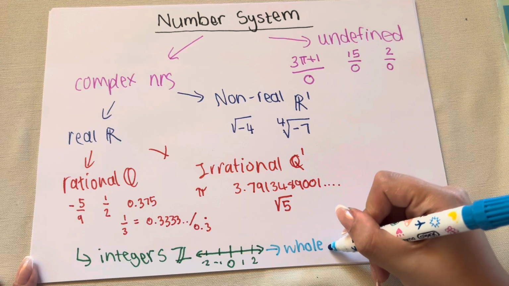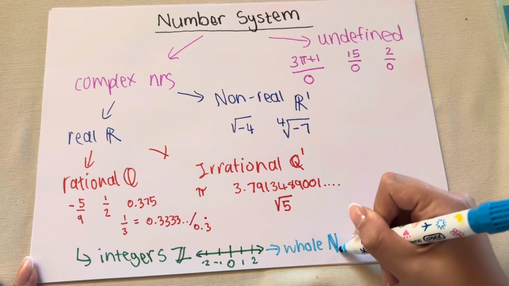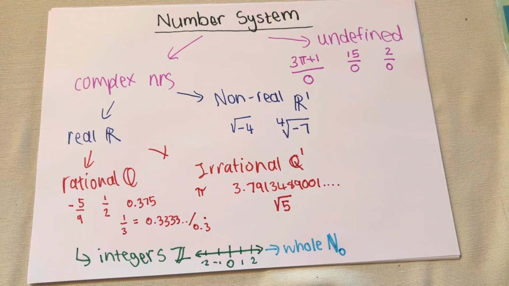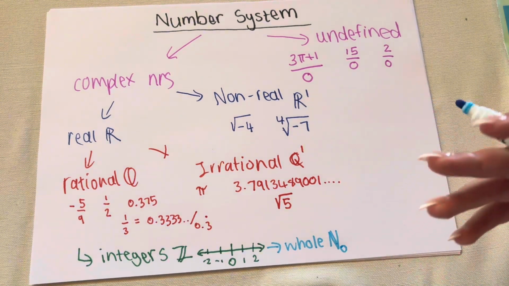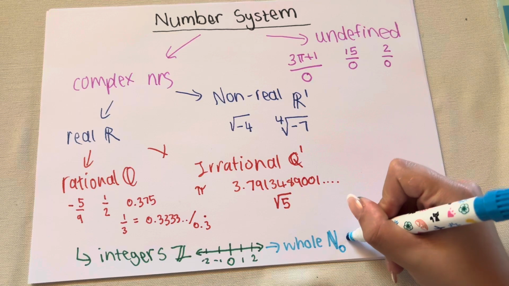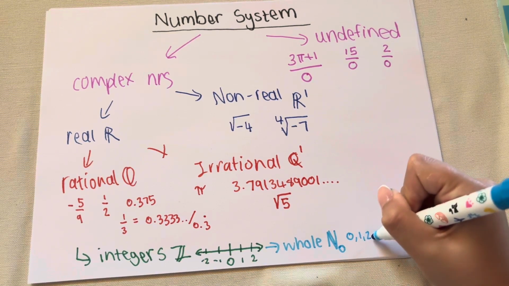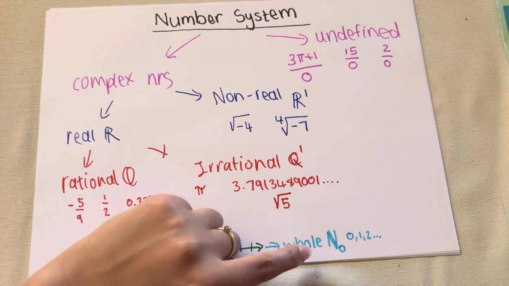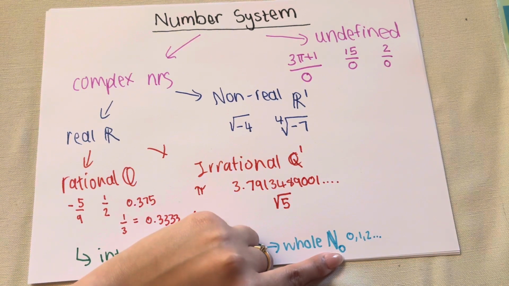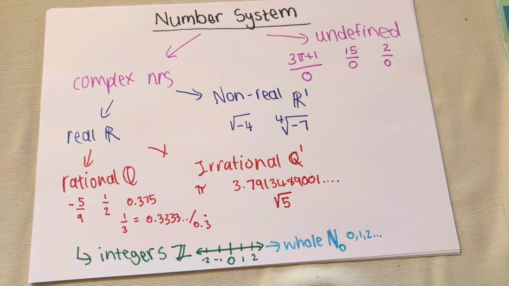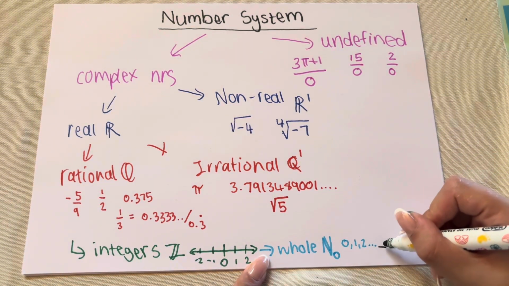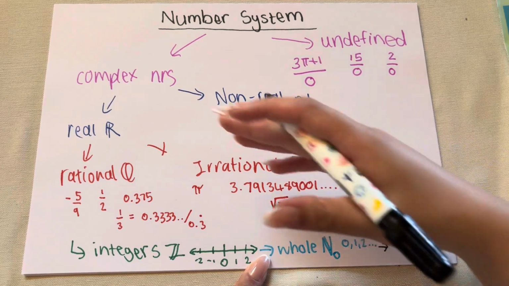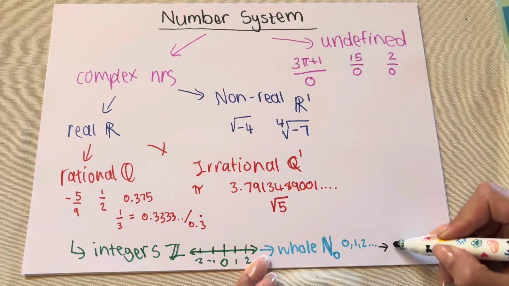This is denoted by the symbol N with a little 0 subscript. And this involves counting numbers which run from 0, 1, 2, and so on. So I always remember whole numbers because of this N0, this 0, it reminds us that we need to start counting from 0.